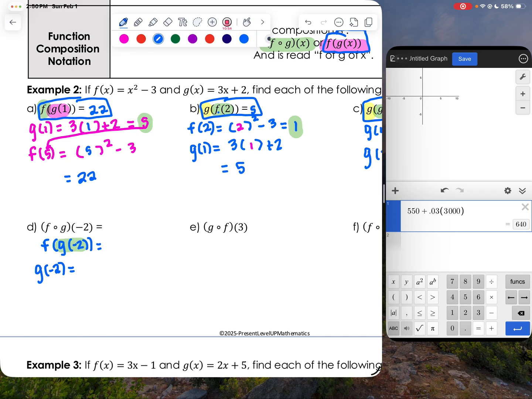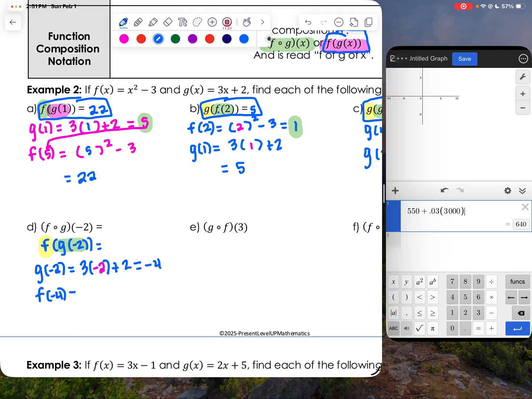g of negative 2. Now the g function, g of x, is 3x plus 2. So this would be 3 parentheses plus 2, plugging in negative 2. So 3 times negative 2 is negative 6. Negative 6 plus 2 would be negative 4. Okay, now you're going to look at the letter on the outside of the parenthesis, which is f.